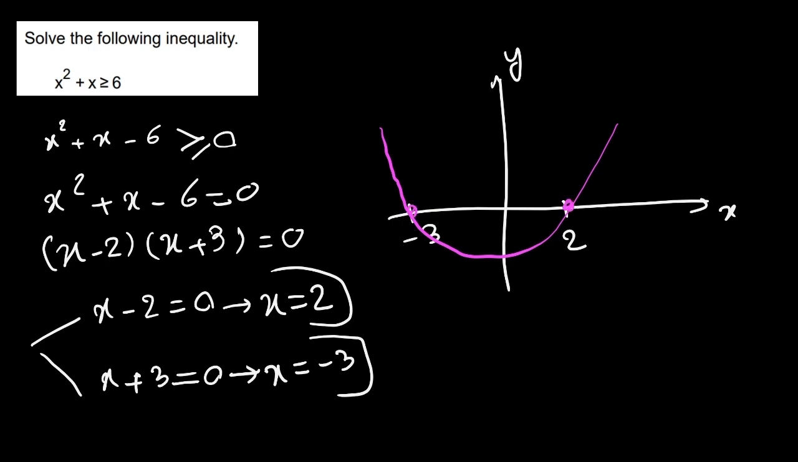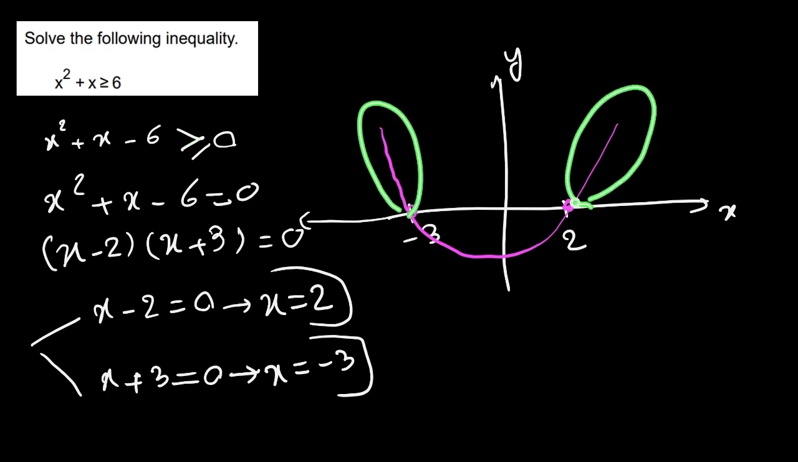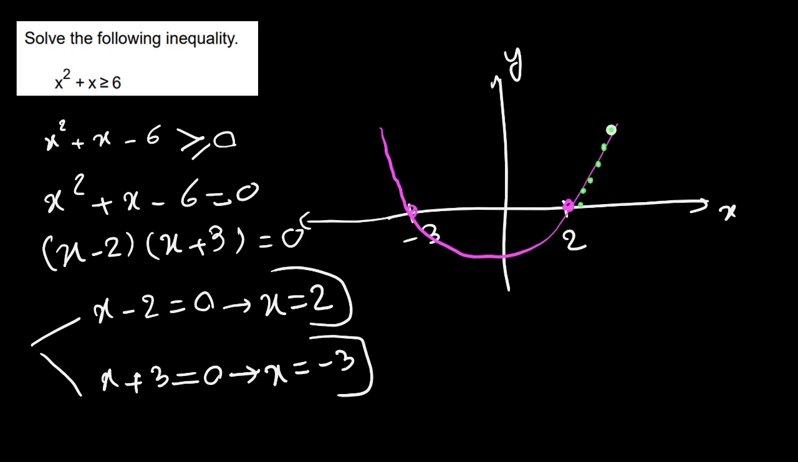2 and negative 3. Okay, now look at the function. Look at the parabola. For which values of x is it above the x-axis? This part and this part. For these points, x is greater than 2 or less than negative 3. For which value of x is f of x equal to 0?